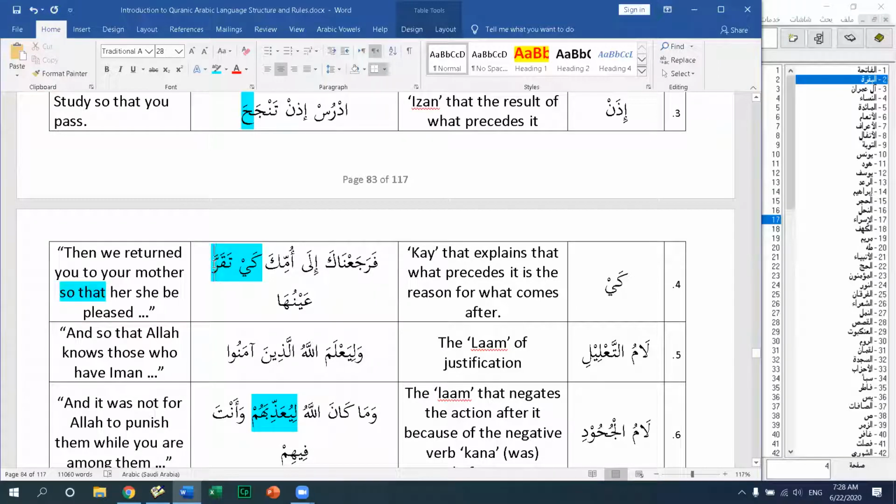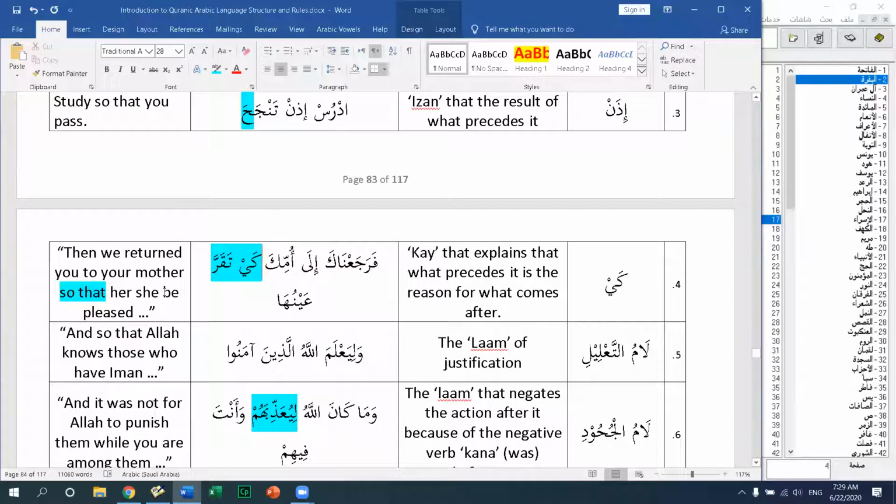كَيْ تَقَرَّ عَيْنُهَا, so that her eyes can be pleased, meaning she can be pleased. We don't say eyes. So when you translate, you cannot be literal. You cannot translate a word. You have to translate the meaning. When we say كَيْ تَقَرَّ عَيْنُهَا, it's a phrase used in Arabic that has a meaning. We just translate the meaning, not the words.